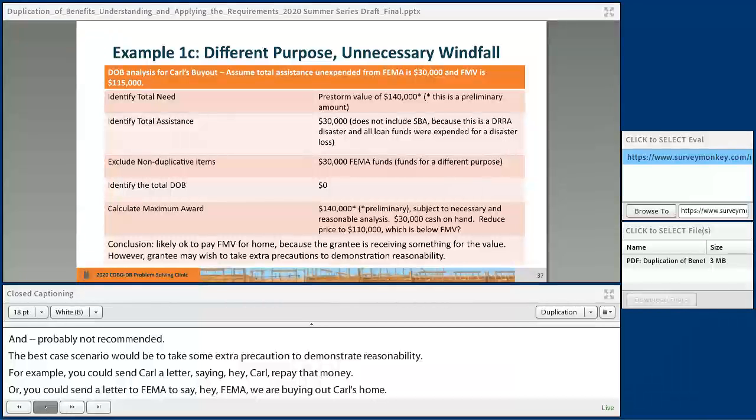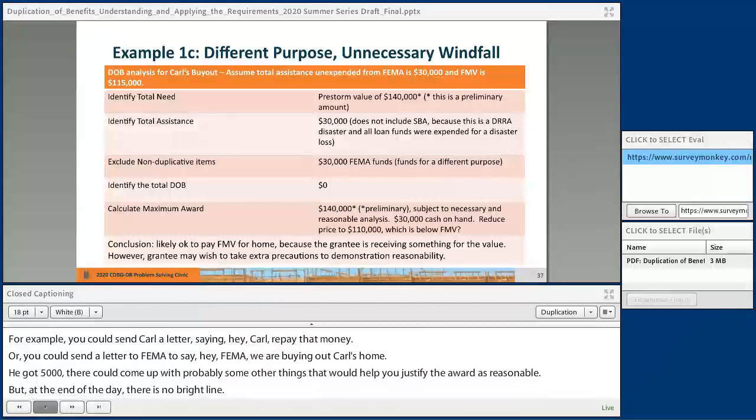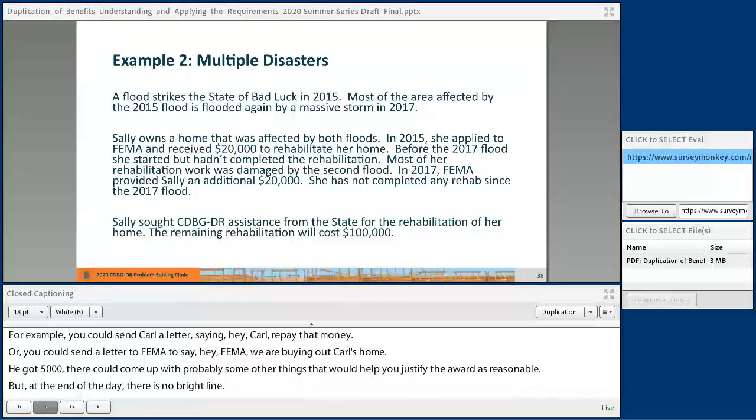You need to look at the full list of factors in Part 200 and then decide how you're going to justify as a grantee that your assistance to Carl is reasonable. Let's switch it up and go to a different example. Now we're talking about the state of bad luck. And once again, we're talking about flood disasters.